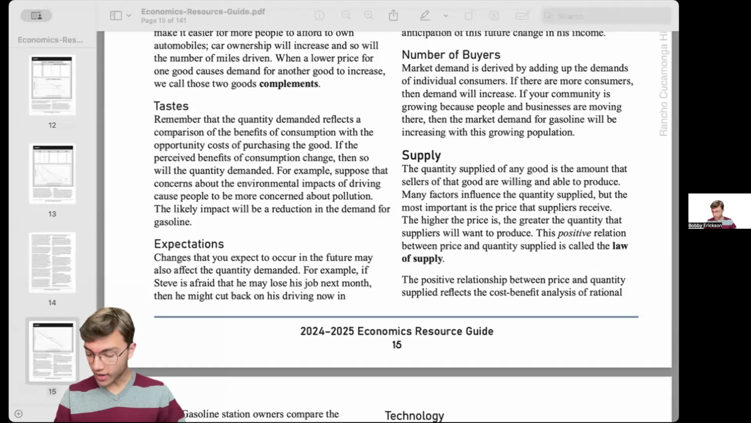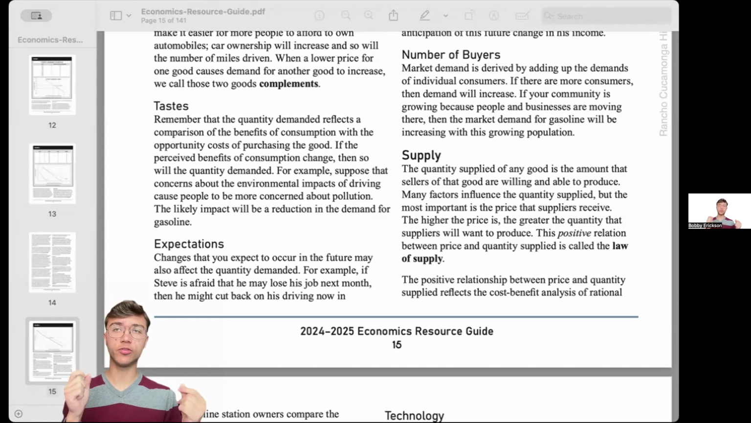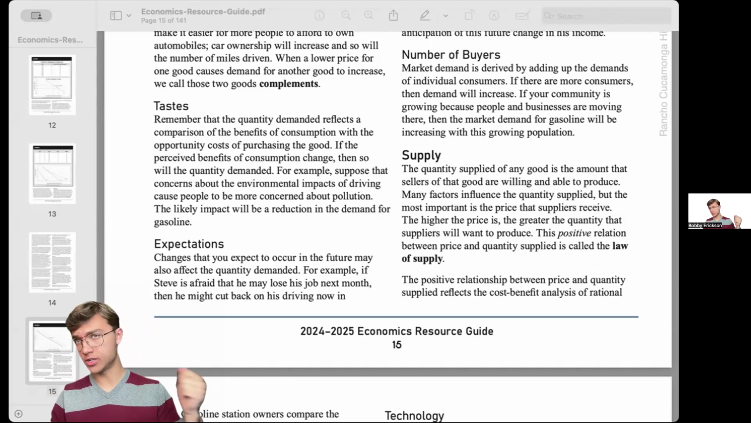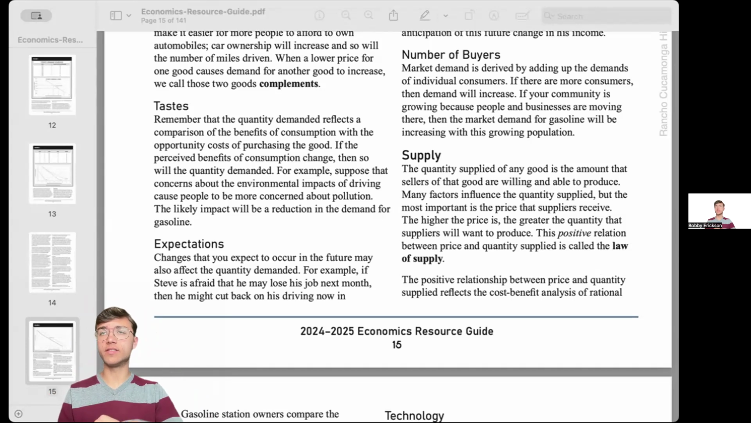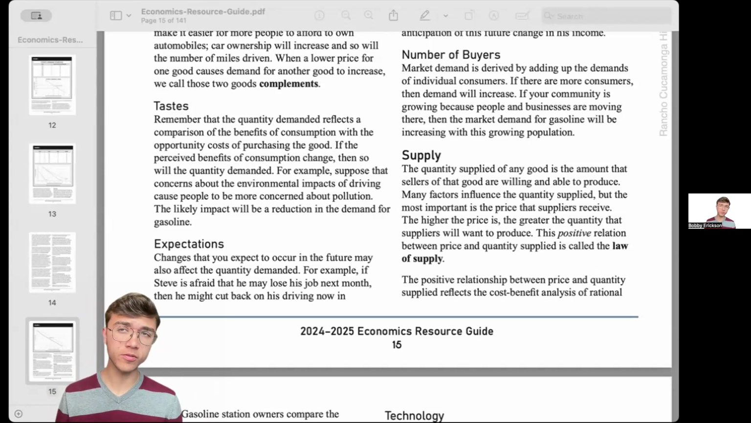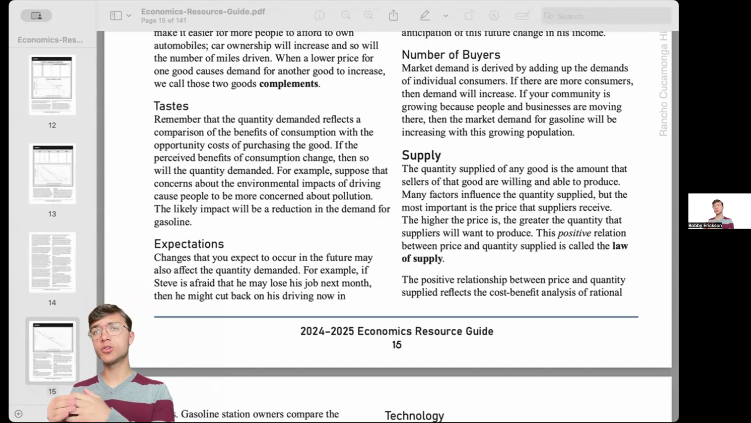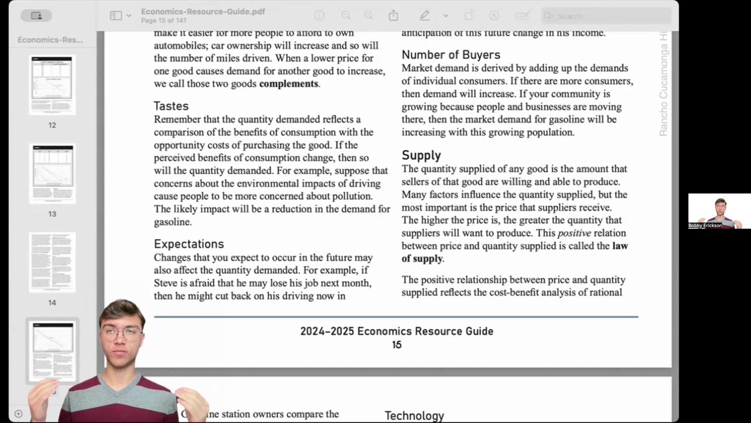Okay, so time to finally get to talk about supply. So we've gone over these ideas of demand and what changes in price do to the quantity demanded. And now we're going to get into what changes in price do to the quantity supplied. Now, I don't want you to get confused, because quantity supplied is how much producers are willing to supply a good at a certain price point.